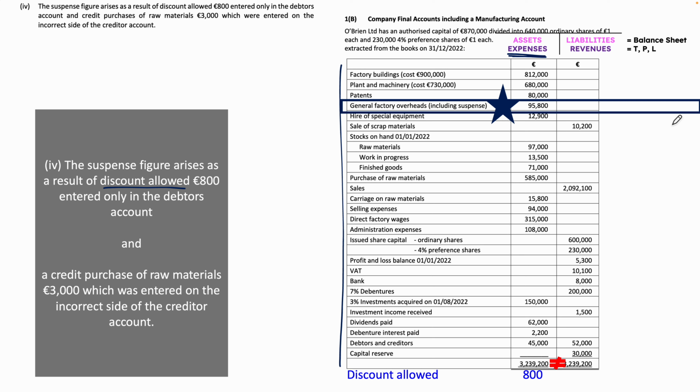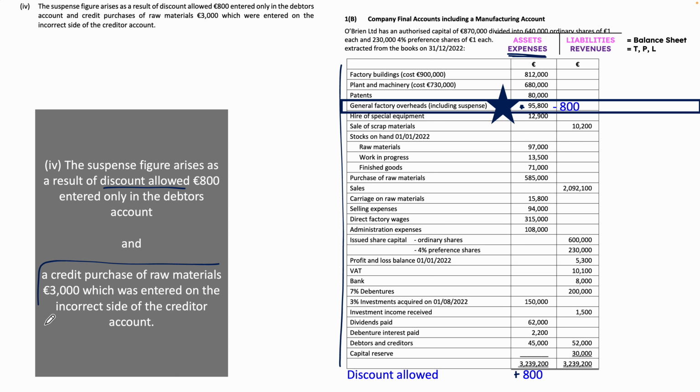Now your two sides do not equal now. So we need to go to the item incorporating suspense, which is general factory overheads up here. And we need to, if we have plus 800 on the debit side, we will need to minus the 800 then from the debit side as well to even it out. So if you plus 800 and minus 800 on the debit side, your two sides will equal. And so that is perfect then. So that is mistake number 1.